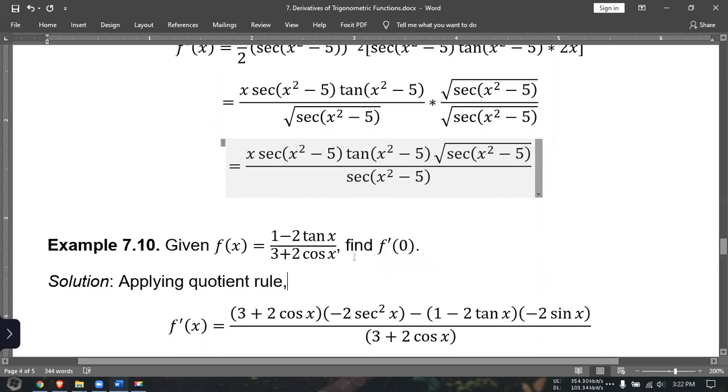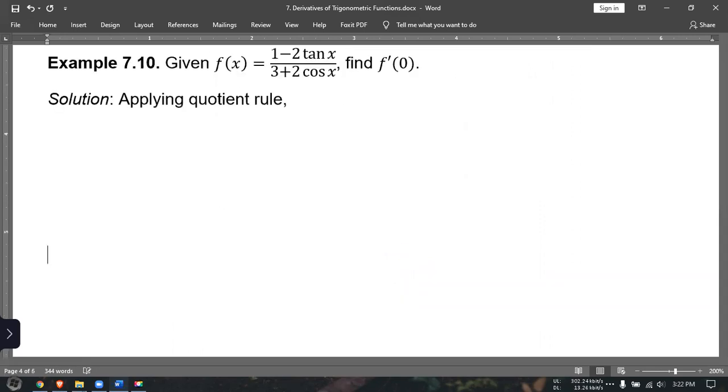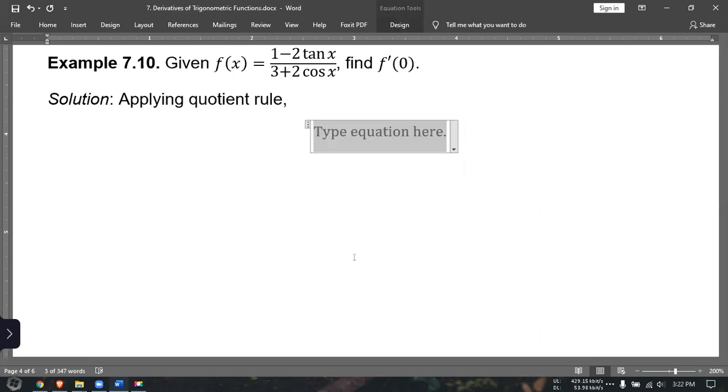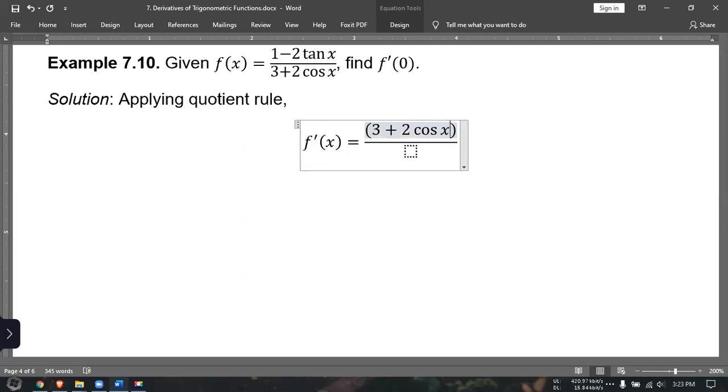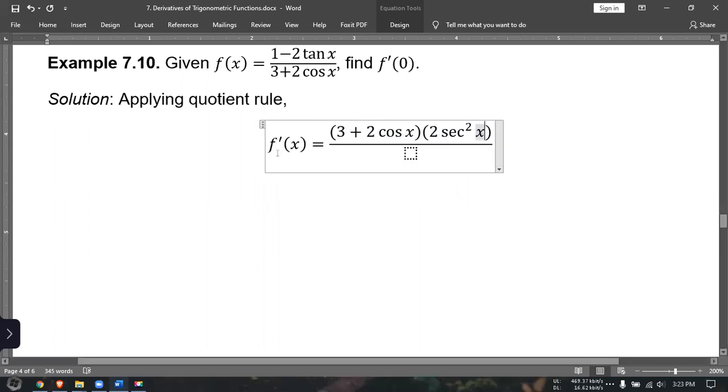In that, we have f prime of x first. I suggest to find first the derivative before evaluating the result when x is equal to 0. F prime of x by quotient rule: copy the denominator and differentiate the numerator, over the denominator squared. This should be negative, because we have here negative tangent x.